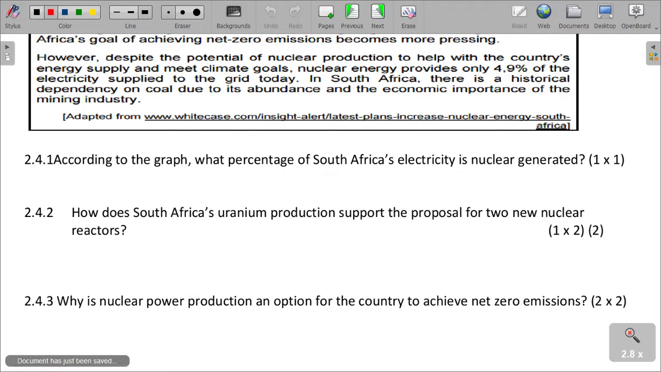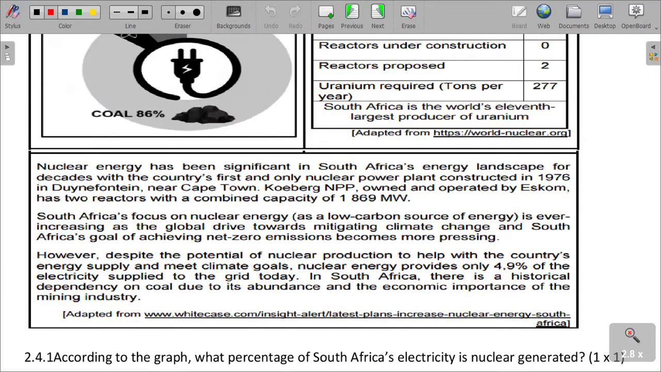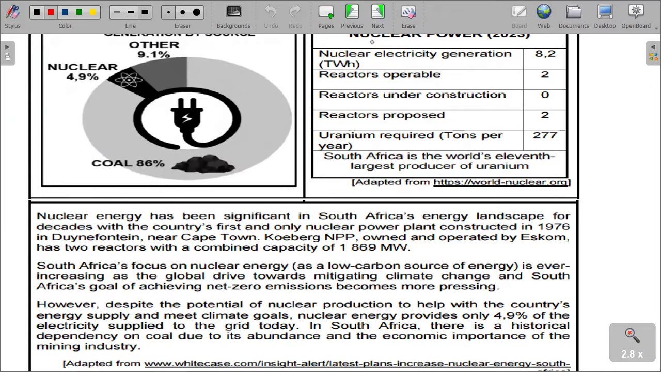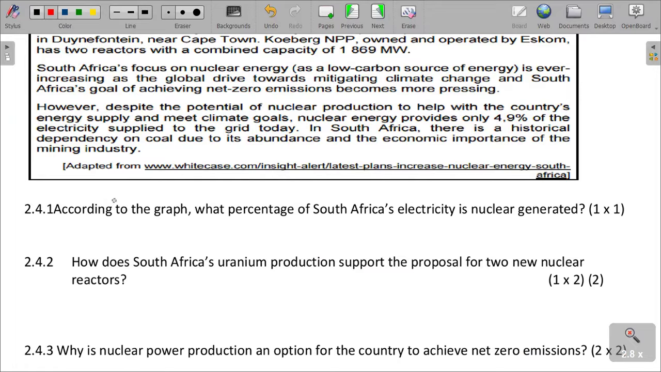So the first question is saying, according to the graph, what percentage of South Africa's energy is nuclear generated? It is given that nuclear energy is 4.9%, which is given here. It's given there on the graph.